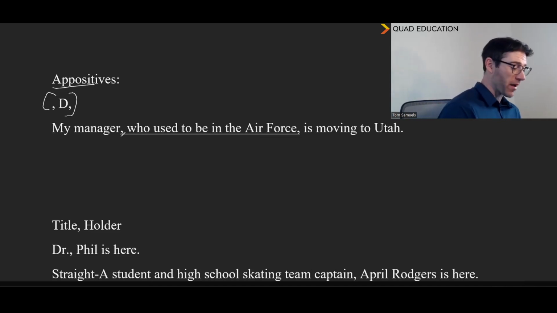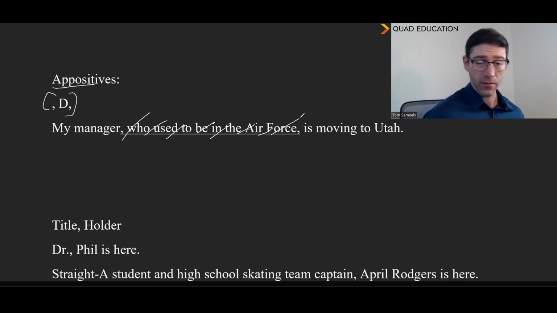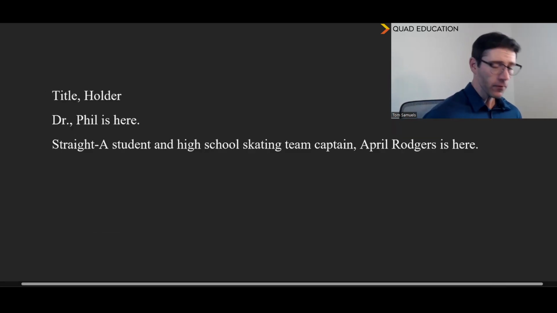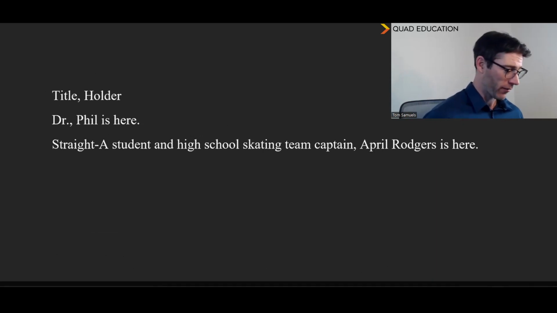And what you can do with these appositives is just take them out. And very easily you could say, my manager is moving to Utah, and that would make complete sense. So that is the test for appositives. Can we get rid of this thing? And if we can, then it's an appositive and we need to surround it with commas. If we cannot, if taking out this series of words changes the meaning of the sentence, then we cannot surround it with commas. And then finally for today, we have title, comma, holder rule. So our first example there, Dr. comma Phil is here.